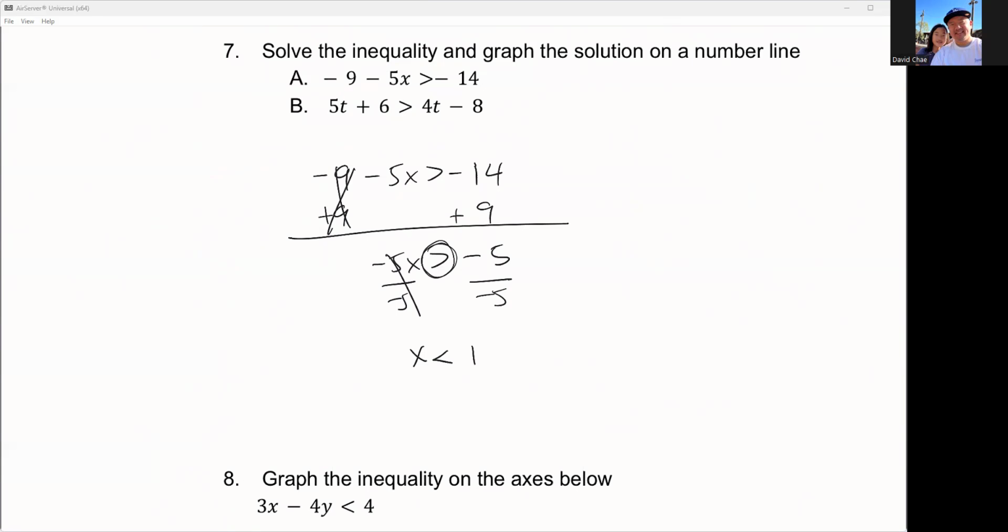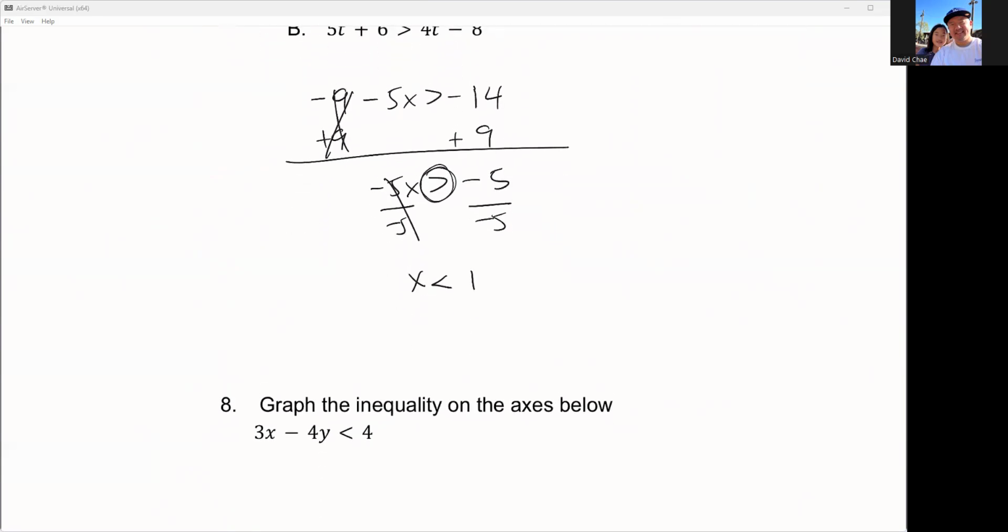How are we going to graph this on a number line? I don't know if you guys remember. So here is 0, here is 1. Put an open circle at 1, then you just shade on the left because those are all the numbers that are less than 1. So if you guys are good with your inequalities, like your signs and stuff like that, you should be able to figure this out, you know?